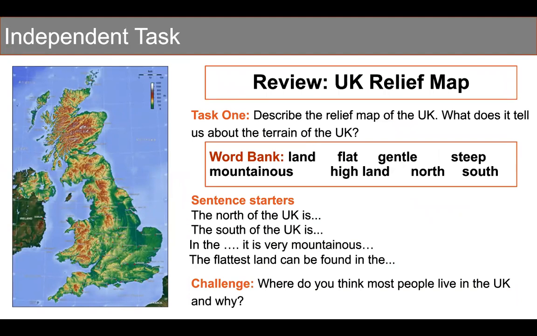So task 1. On your activity sheet you will find this. I want you to describe the relief map in the UK and what it tells us about the terrain in the UK. Some of the words you might want to use are on the word bank. You've got land, flat, gentle, steep, mountainous, highland, north and south. I've given you 4 sentence starters, which I need you to complete the rest of the sentence. And additionally, there's another challenge as well.